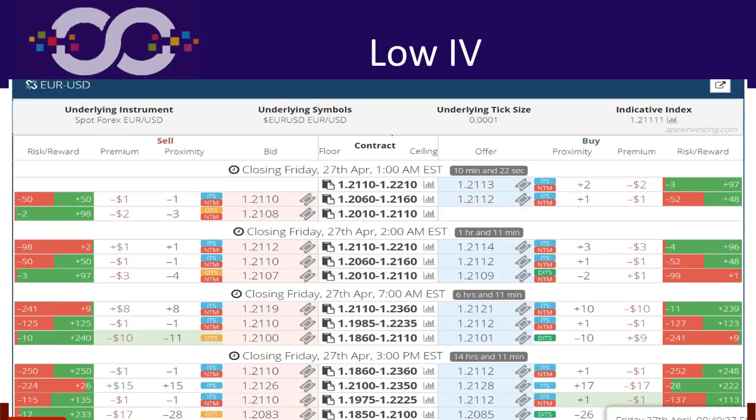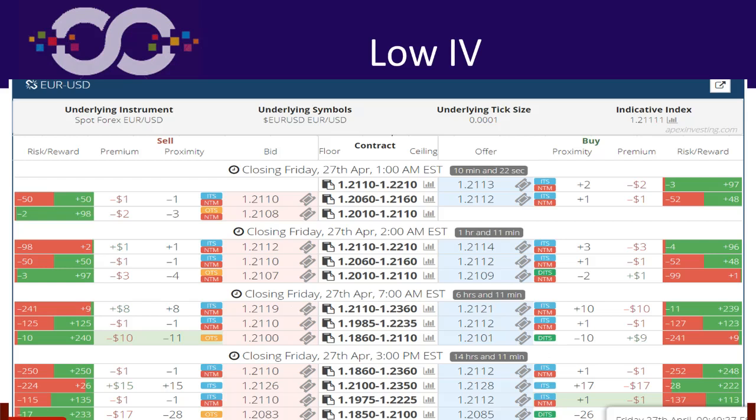And like say the euro dollar not having a lot. And notice how we're seeing contracts that are 10 minutes, 1 hour, 6 hours, 14 hours, not having really that much proximity or premium. We even see the low risk contracts don't have that many. The one that expires in 14 hours only risks $28, and only $17 of that is actual premium. So there's not that much implied volatility built in. It has low IV, low expected movement.